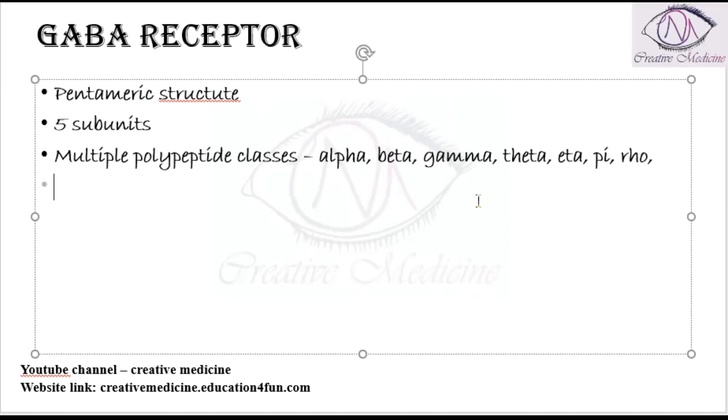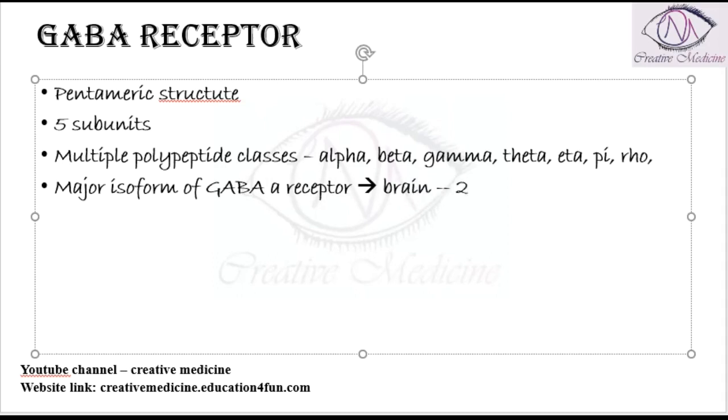The major isoform among all these subunits is the GABA A receptor, and this GABA A receptor is found in many regions of the brain. The GABA A receptor in the brain contains two alpha 1 subunits, two beta 2 subunits, and one gamma 2 subunit.